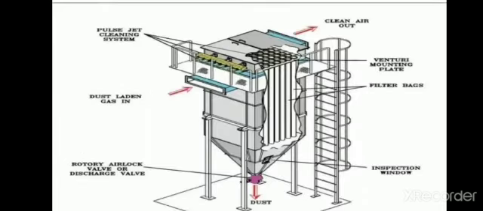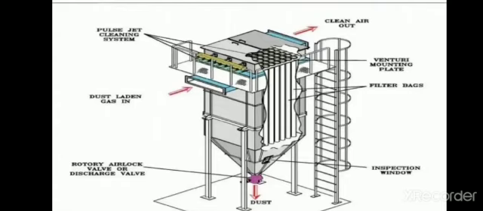Let's see the construction of this bag filter. These filter bags are made up of cotton or wool fabric, and are suspended in a metal sheet container. Then see the hopper at the downside. This hopper is arranged at the bottom of the bag filter. The function of this hopper is to receive feeds from the dust particles in the dust chamber.